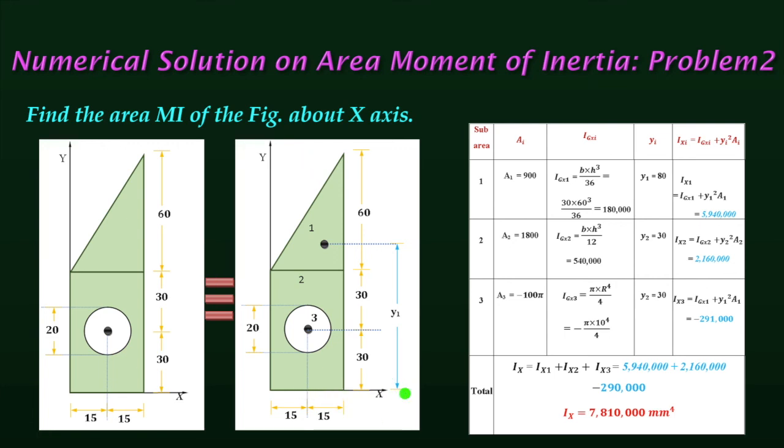Unlike the previous one, this is not about the centroidal axis, it is about the x-axis. If we are asked to find out about the centroidal axis, again you have to find out the position of the centroid. You have to consider the position of the centroid, and with respect to that you have to calculate the area moment of inertia using these values.